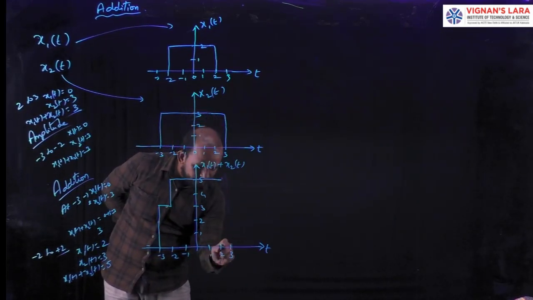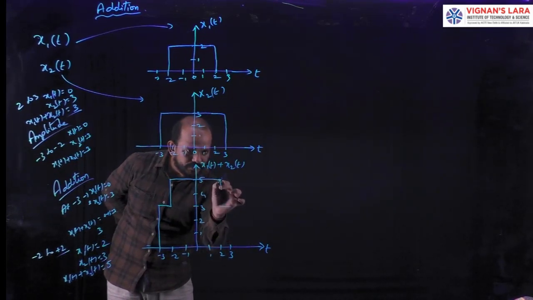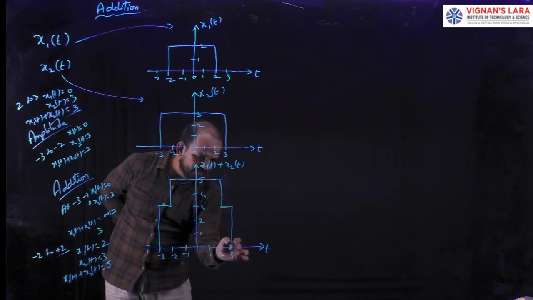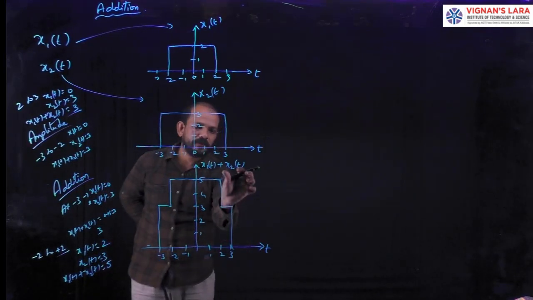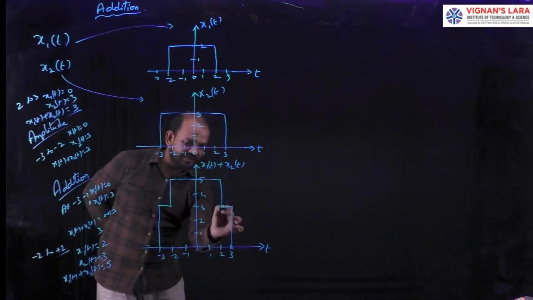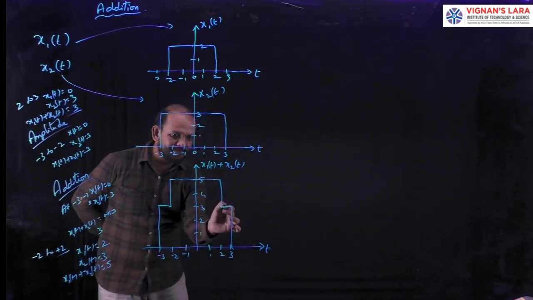2 to 3. So this is 2 to 3. You can write like this. Okay, 2 to 3. So there we can draw like this. Clear? Yeah.